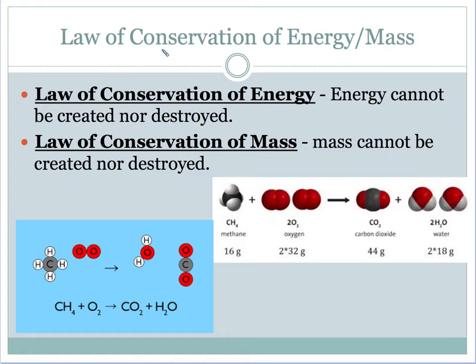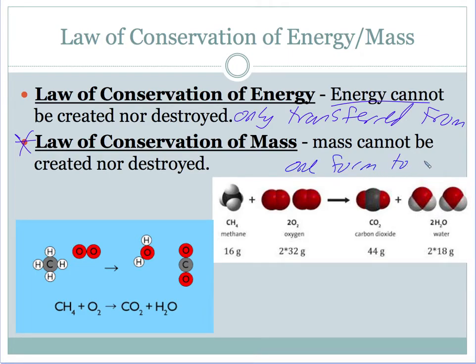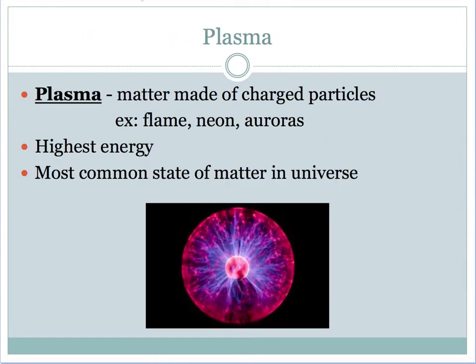A couple more terms. We've talked about the law of conservation of mass, which is down here. Mass can't be created or destroyed. Energy is the same way. The law of conservation of energy says that energy cannot be created or destroyed, but it can be transferred. So this can only be transferred from one form to another. Sorry, I didn't get that in there. Only transferred from one form to another.